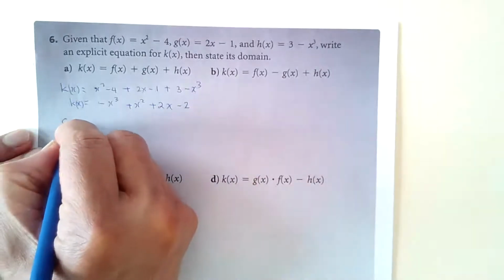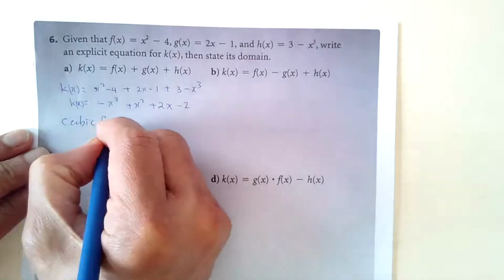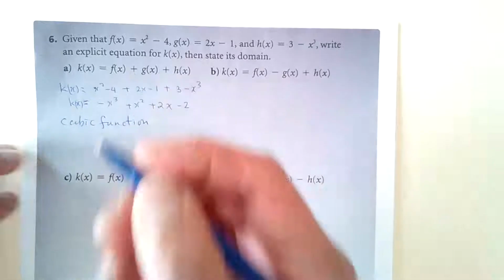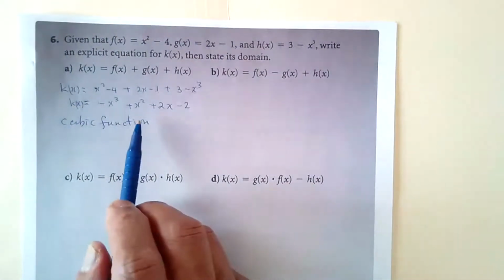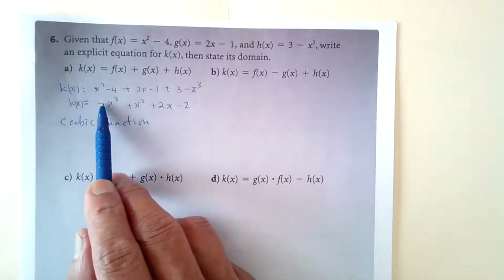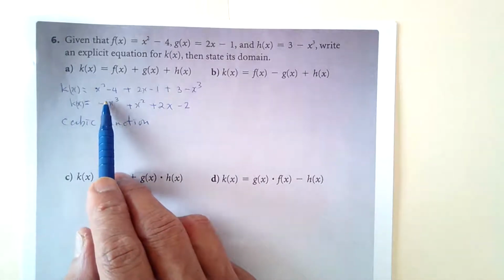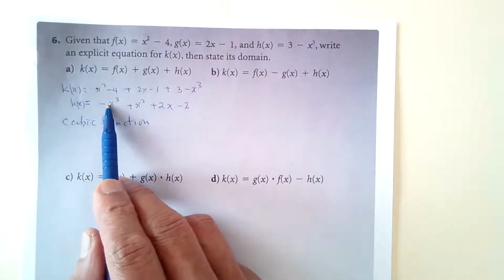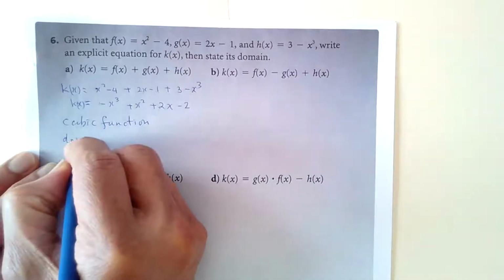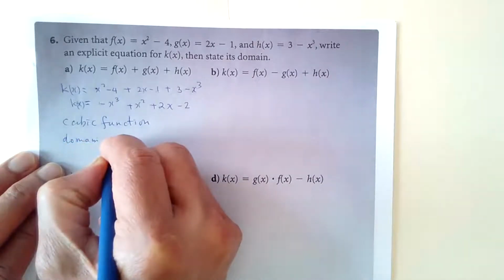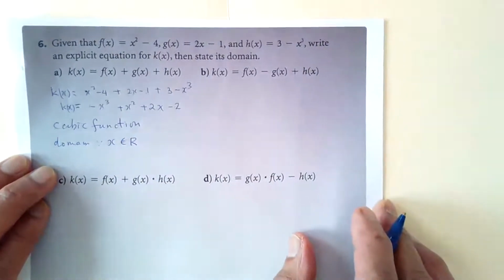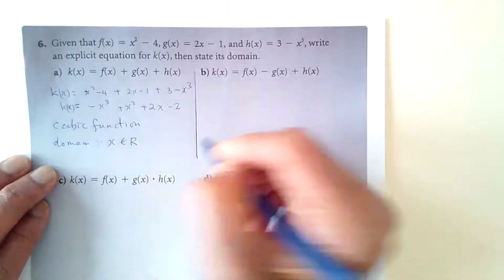Now this is a cubic function, as you can see. And we know from our previous lesson that a negative x cubed has this graph. The domain is from negative infinity to infinity. So the domain would be x element of real numbers.